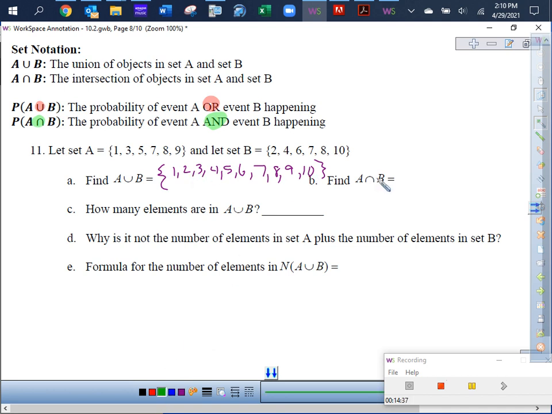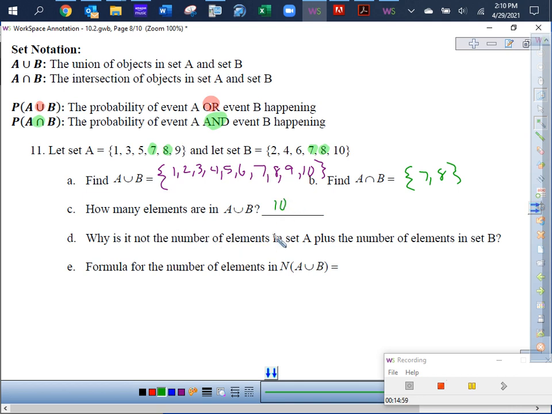The intersection of those two are only the guys that are in there twice. So here's a 7, there's a 7. Here's an 8, there's an 8. And there's nobody else that's in there twice. So we'll put those in a set. How many elements are in the union? Well, we just count them all up, and there are 10 of those.